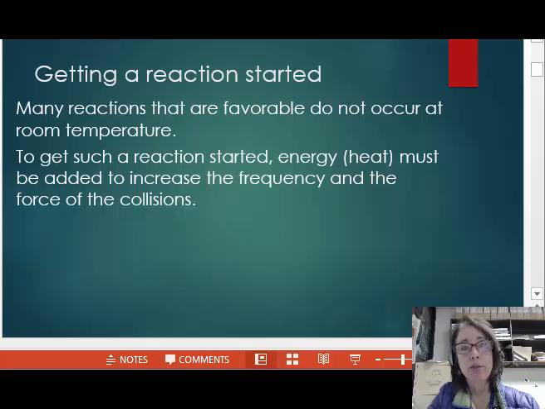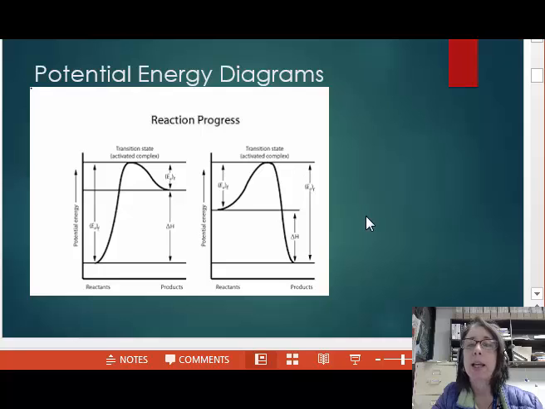Many reactions that are favorable, in other words, have a negative enthalpy and a positive entropy, do not occur on their own at room temperature. These reactions need to be activated, or energy needs to be added to increase the frequency and force of molecular collisions. The energy required for a reaction to be activated is known as the activation energy.